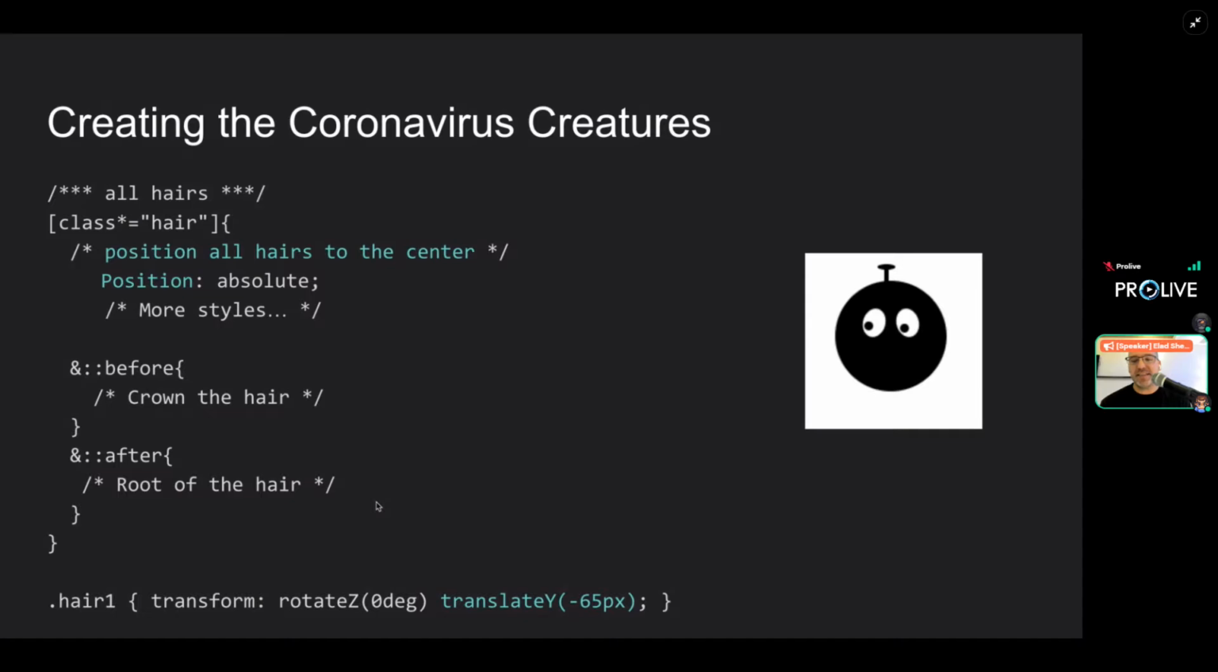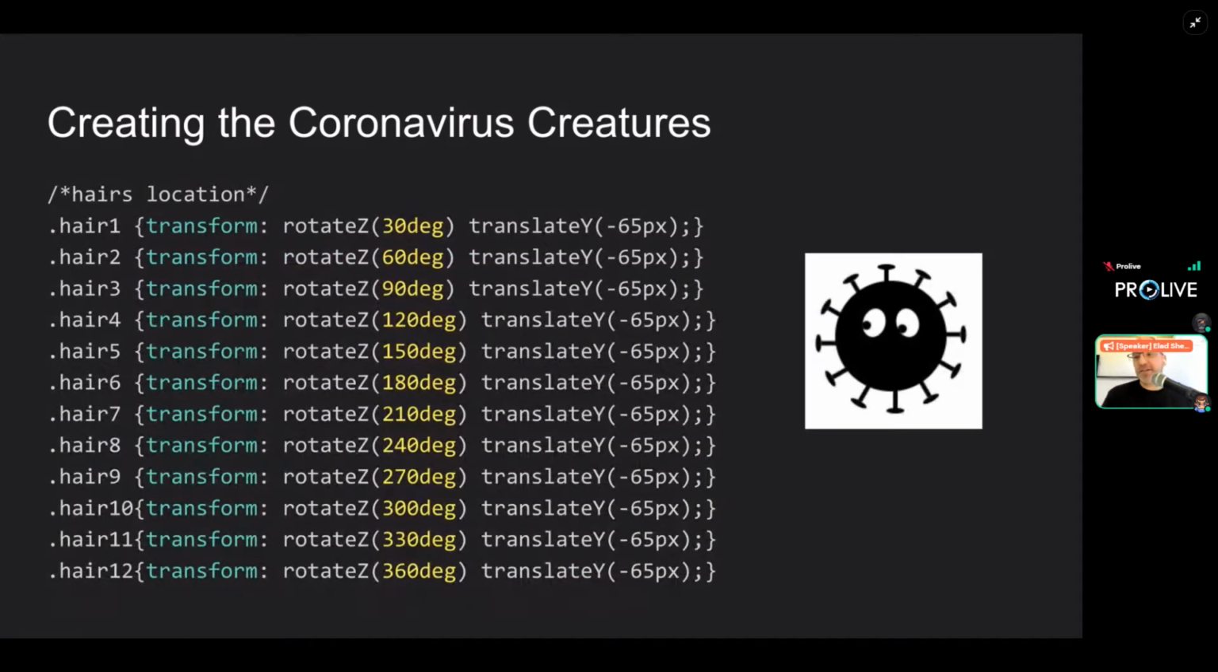This way, the rotate z is affecting the translate y-axis and taking the hair from the top, but a little bit to the right, to here. And if you didn't know until now, the order of the values in the transform property is very important because they affect each other. And in this way, I just located all those 12 hairs around the coronavirus creature.